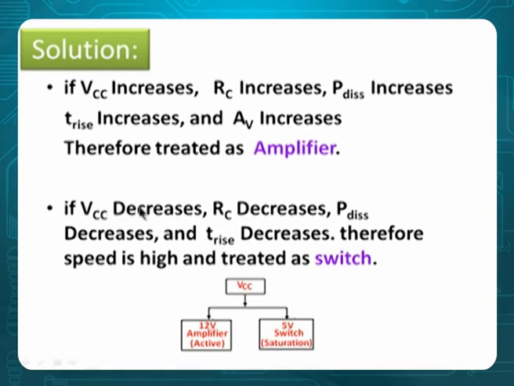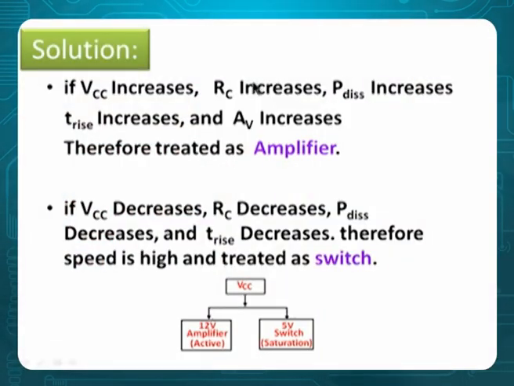If VCC decreases, RC decreases, power dissipation decreases, rise time decreases, that's all good. Therefore, we are happy to have that. Therefore, my conclusion is very simple. Take a large value of supply for an amplifier, a small value of supply for saturation. This is how we are going to decide, or make the choice of VCC.